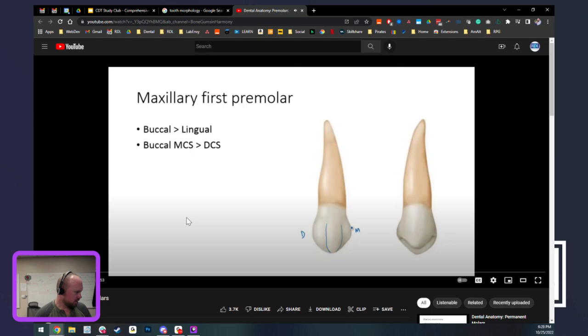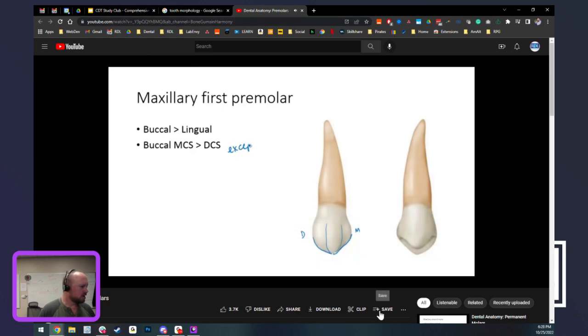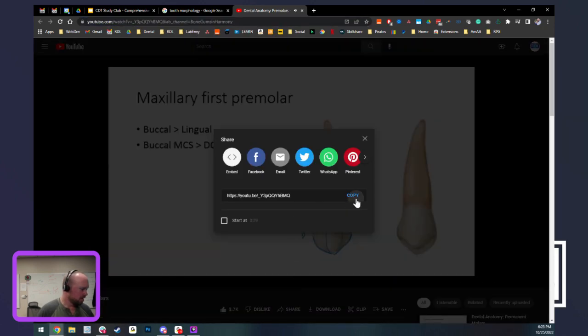Right, so the buccal cusp has 3 lobes, which it develops from. So we'll see here that the mesial cusp slope of the buccal cusp is actually longer than the distal cusp slope, and that is the exception to the rule, that the mesial cusp slope is always shorter than the distal cusp slope when you have one facial cusp. And the other one that is an exception to the rule is the primary maxillary canine. So the maxillary first premolar and the primary maxillary canine are the exceptions to the rule for mesial and distal cusp slopes.